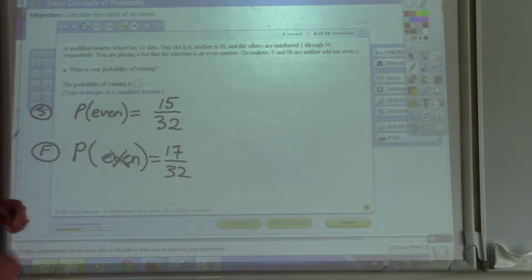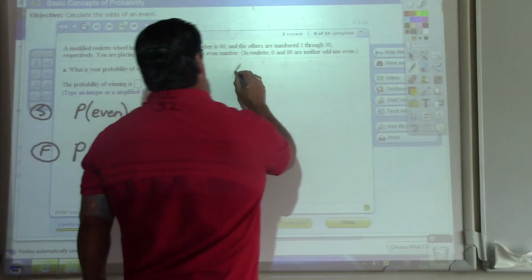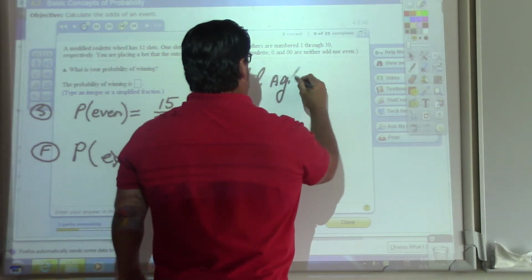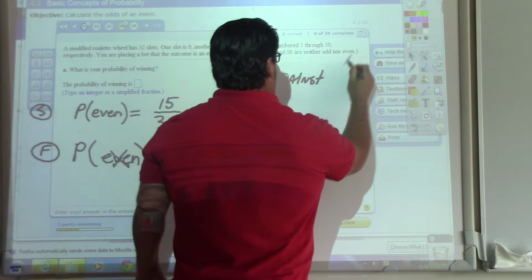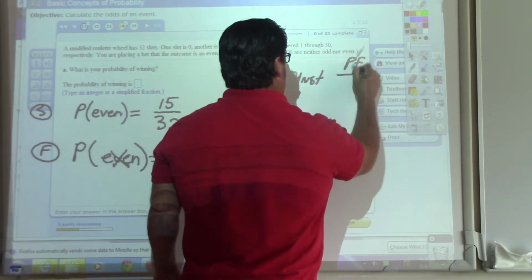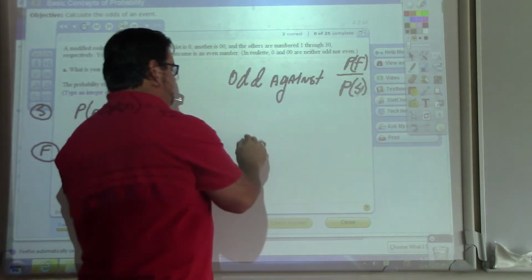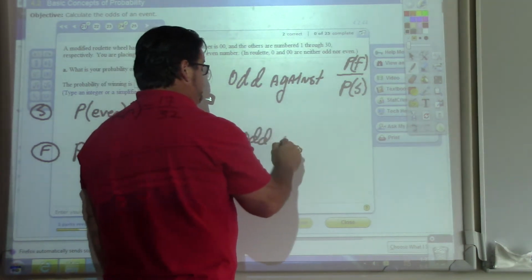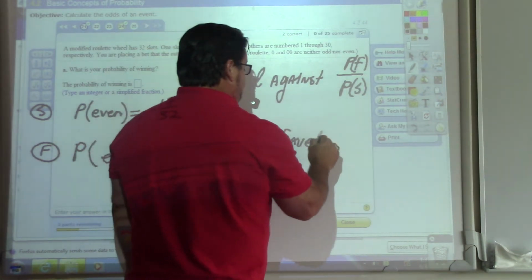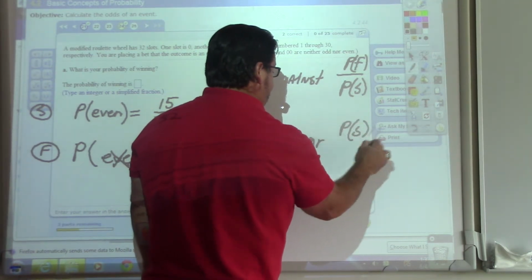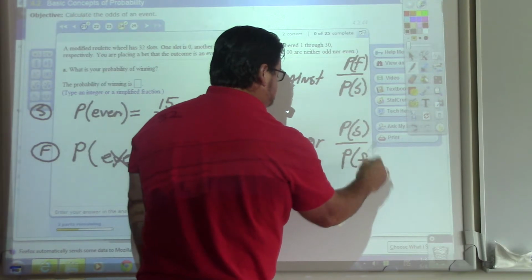And then they're going to ask you what is the probability, or what are the odds against? And the odds against is the probability of failure over the probability of success. And the odds in favor, I don't know which ones they're going to ask you, is the reciprocal of this, probability of success over the probability of what? Failure.